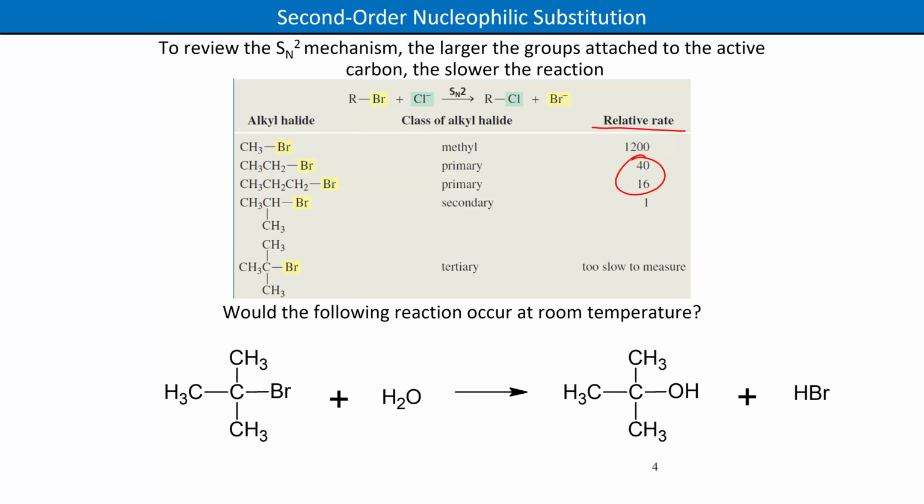reaction. And a methyl bromide is going to react 1,000 times faster than a secondary active carbon. And on the flip side, a tertiary active carbon reacts in a way that's too slow to measure. We can't say that it doesn't happen, but it happens at a rate that's not worth measuring, so it's effectively like saying it doesn't react. The reason we phrase it this way is that everything that can happen does happen, but it doesn't always happen at a rate that's measurable.